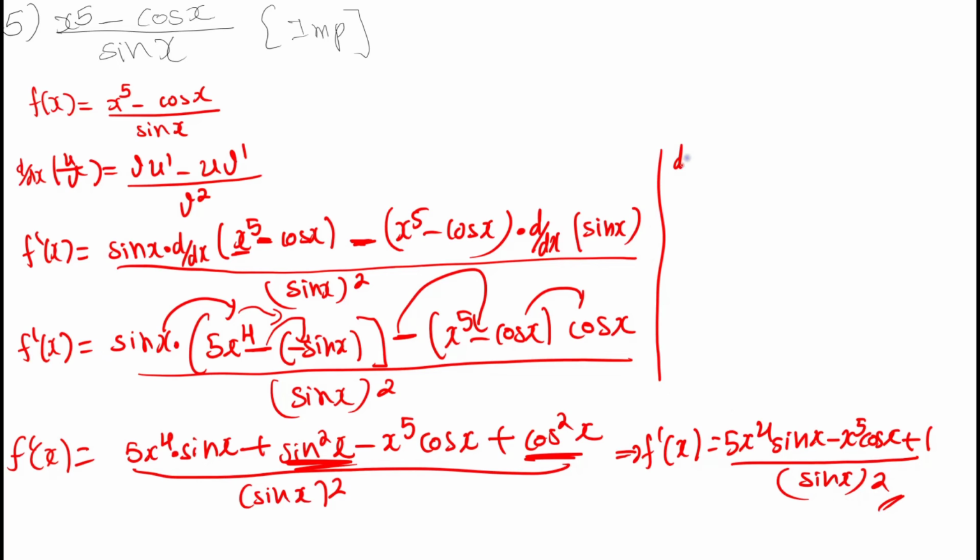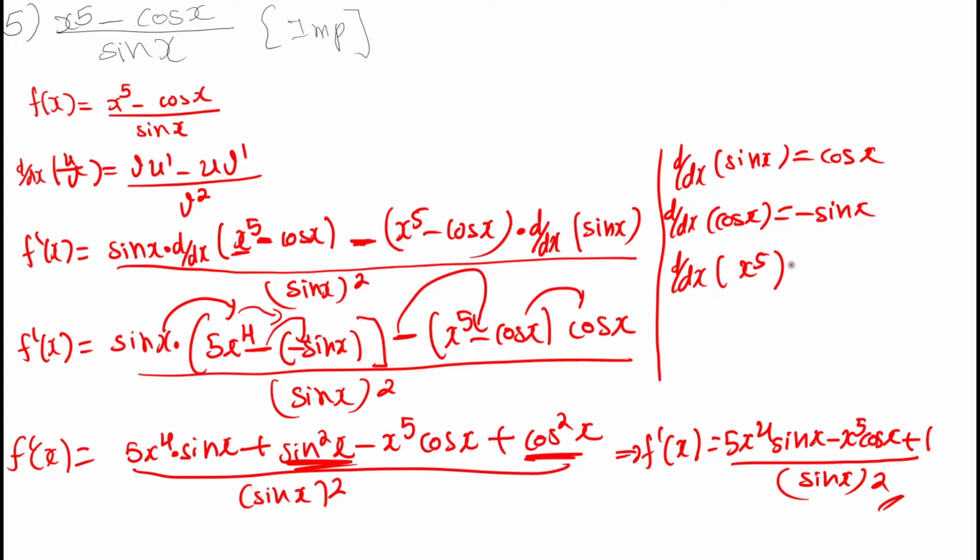Here the d by dx of sin x formula is cos x, and d by dx of cos x is equal to minus sin x, and d by dx of x to the power 5 is equal to 5 into x to the power 4. And one more identity we use: cos square x plus sin square x is equal to 1.